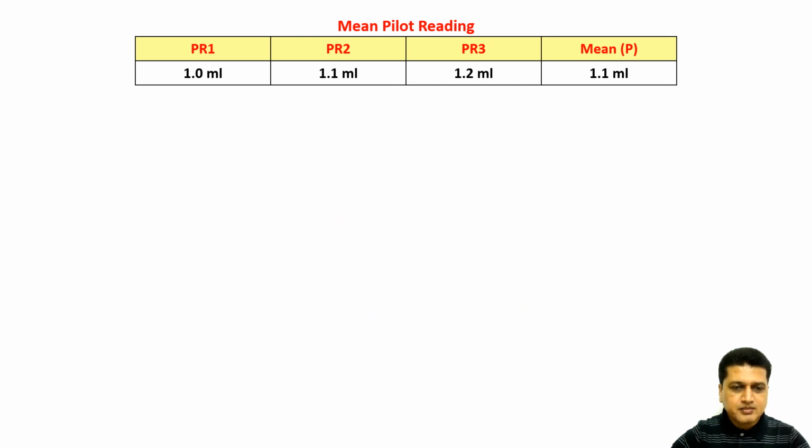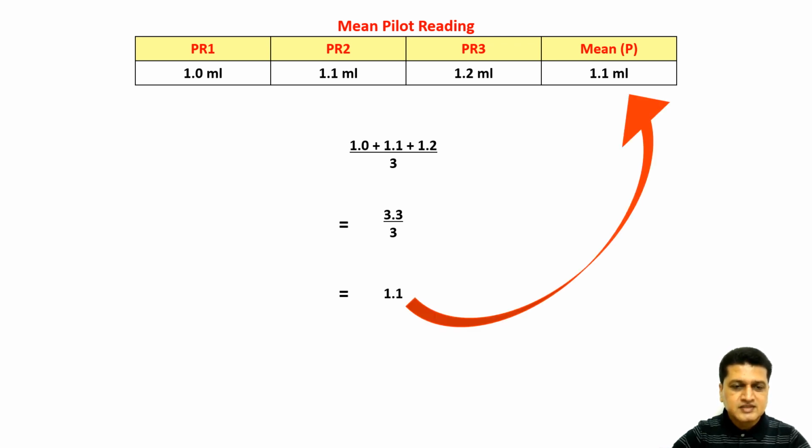Now, for example, if the pilot reading 1 is 1 ml, pilot reading 2 is 1.1 ml and pilot reading 3 is 1.2 ml. Total of these 3 pilot readings will be 3.3 ml. If it is divided by 3, it will give 1.1 ml as mean or average of pilot readings, which is known as p-value.